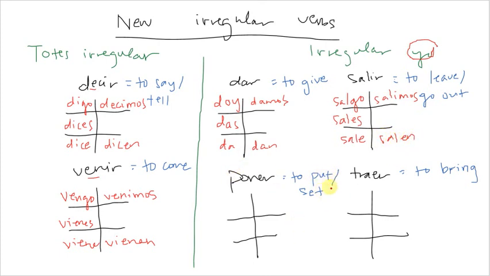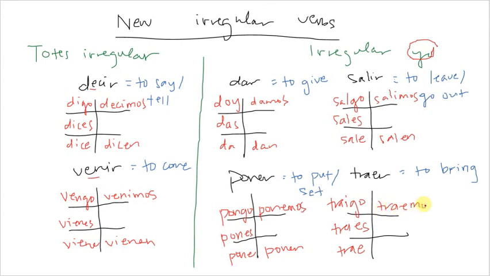Okay, poner, to put something somewhere. It can also be used to set, as in to set the table. So the yo is irregular. It goes to pongo, kind of like tener, goes to a G. Tú pones, él, ella, usted pone. Nosotros ponemos. And ellos, ellas, ustedes ponen. Okay, traer means to bring. It's also going to go to a G in the yo: traigo, I bring. The other forms are regular. Traes, él, ella, usted, trae. Nosotros traemos. And ellos, ellas, ustedes, traen.